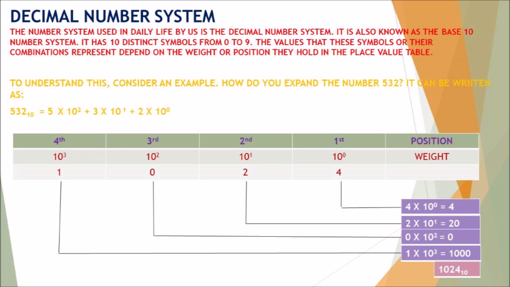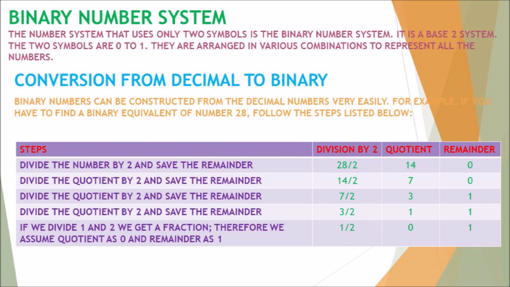And 1 into 10 cube, 10 power 3, 1 into 1000, that is 1000. So we have to add all the resultant values, that is 4 plus 20 plus 0 plus 1000, that is 1024 base 10. This is how the decimal number is arrived at. And the next one is the binary number system.